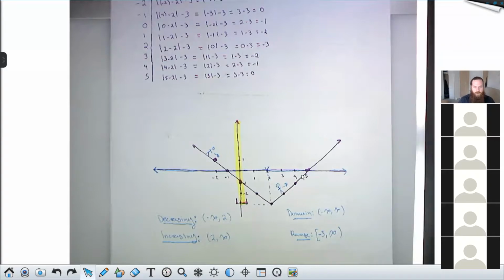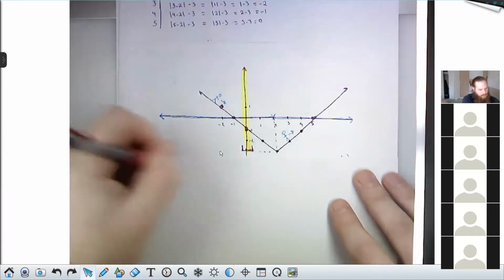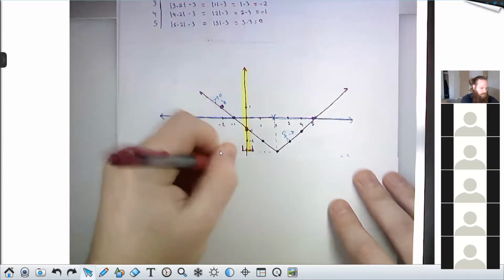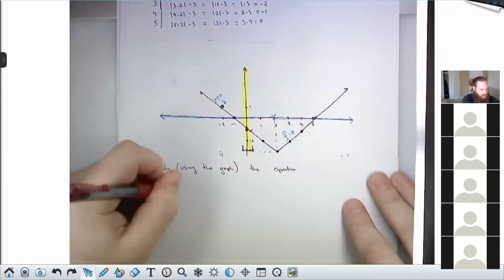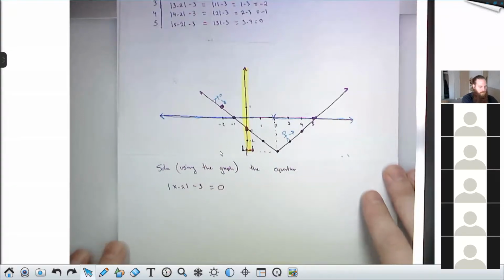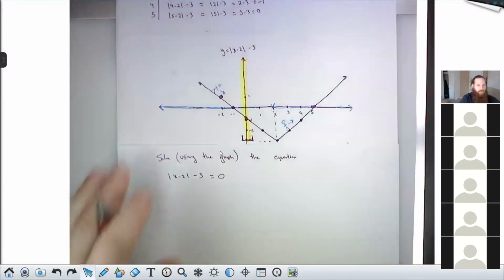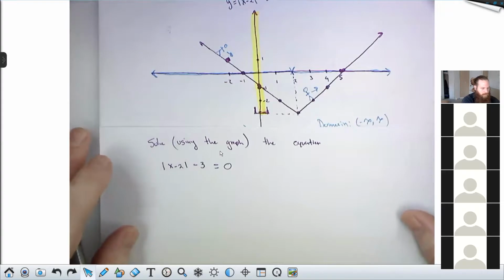Okay, I have a bonus question here, a little extra something. Now that we have a really nice graph of this function, it would make sense to try and solve graphically the equation. So I'm going to cover this up. Solve using the graph the equation absolute value of x minus 2 minus 3 equals 0. All right, remember this is the graph, y equals abs x minus 2 minus 3. Okay. So can we use this graph to solve that equation?